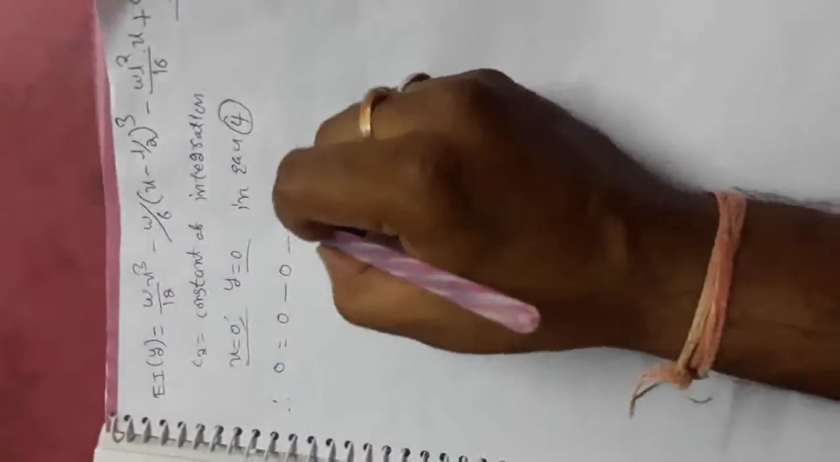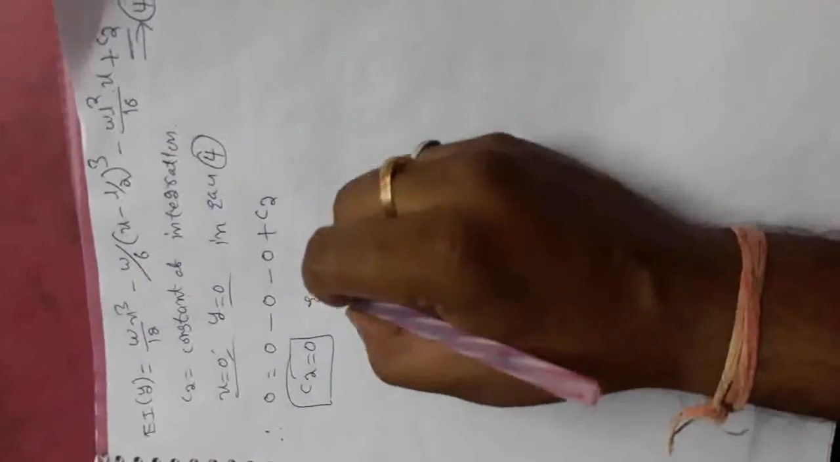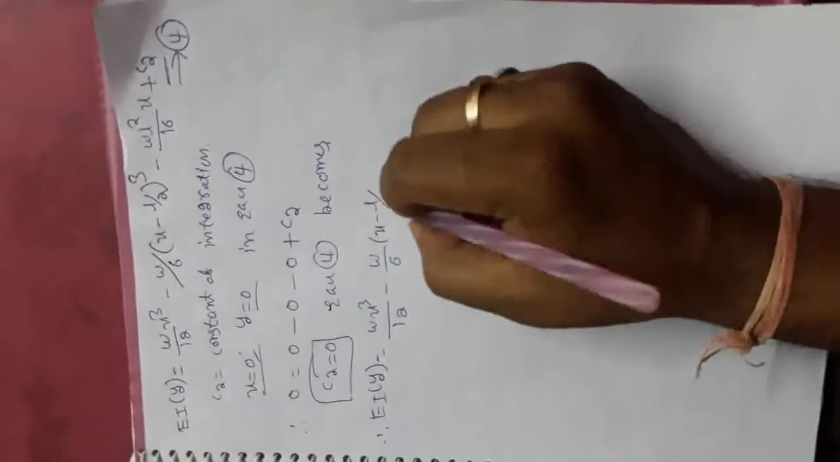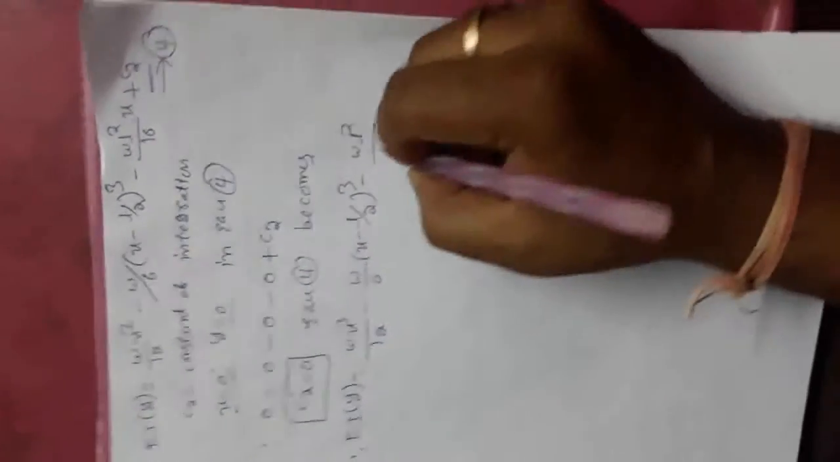So substituting these boundary conditions in these equations, at x equal to 0, y equal to 0, the total value is 0 plus C2. So C2 equal to 0. So equation number 4 becomes EI y equal to w x cube by 12 minus w by 6 (x minus L by 2) whole cube minus w L square by 16 x.